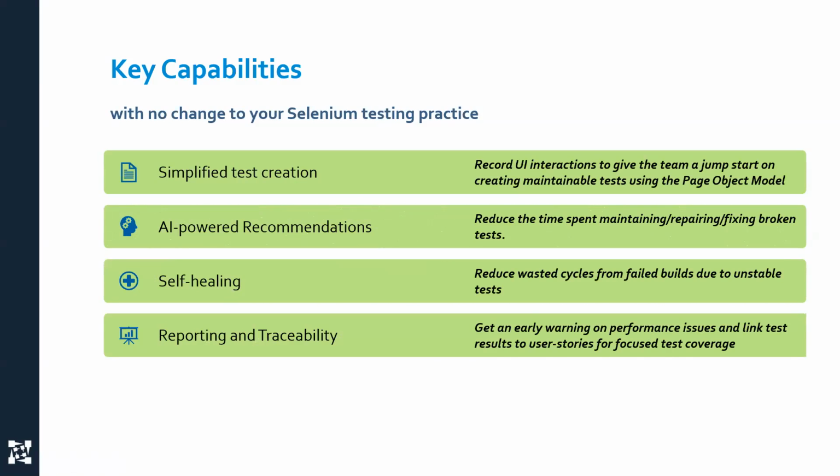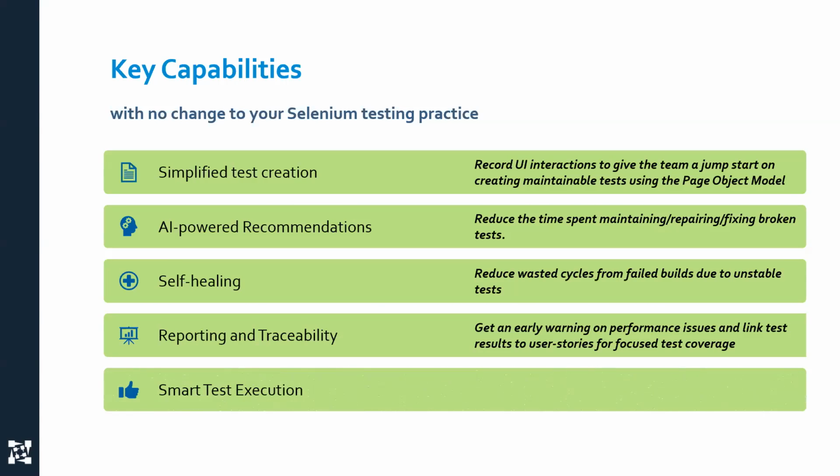The reporting and traceability gives us not only that context with Jira, but also gives us an early warning on performance issues within the application. This is where performance issues are going to surface. They're going to surface in your UI. And if you can get an early warning as part of your functional test automation that there's a potential performance issue appearing, this is going to give you a great jump start on making sure those issues don't appear.